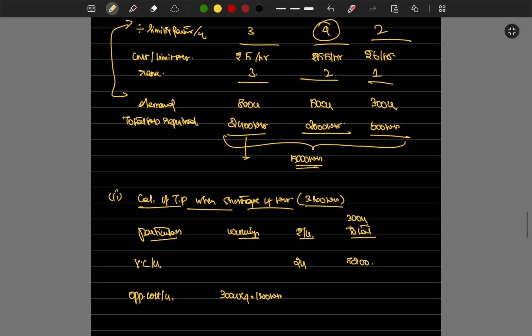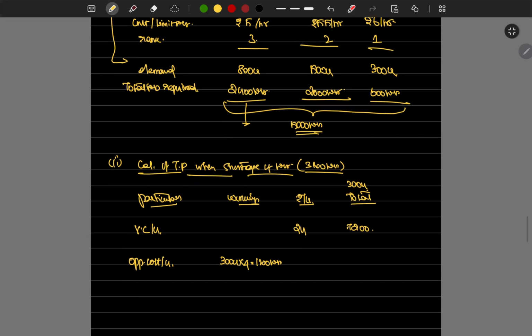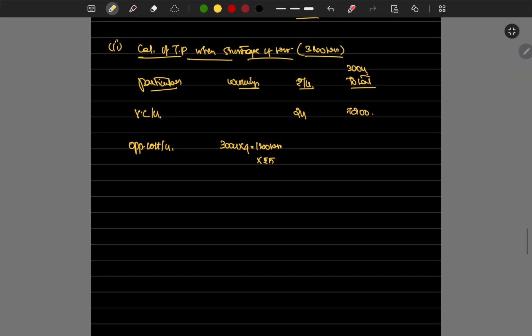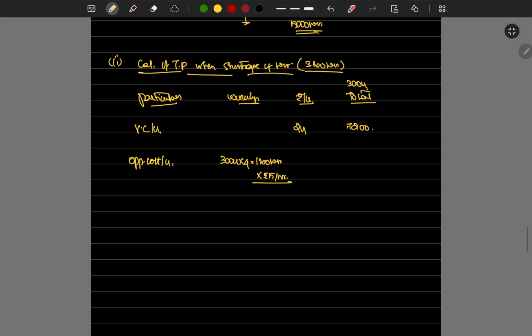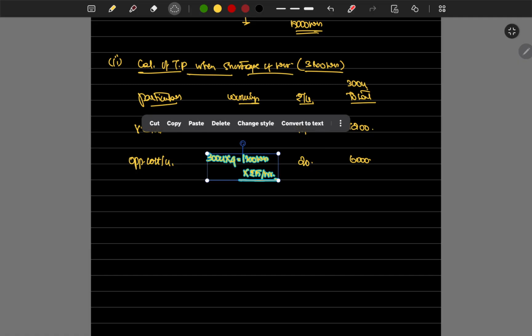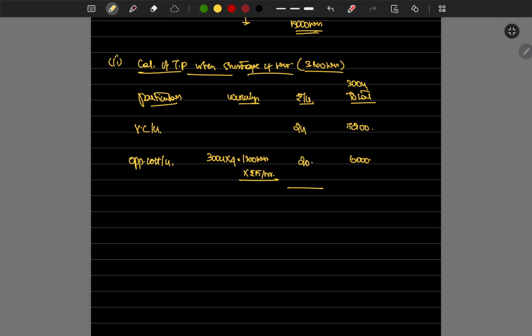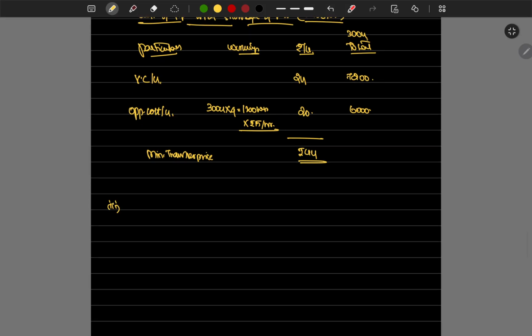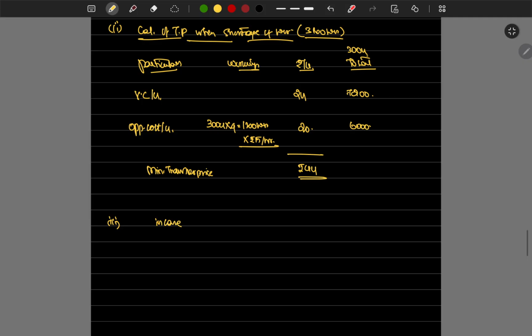Okay, what's the contribution per limiting hour, which is rupees 5 per hour, so 1200 into 5, which is 6000. 6000 divided by 300, which is 20. Okay, so this is how we have to calculate. What's the minimum transfer price? Rupees 44. That's it. We'll go to the last step, which is the same in case of excess.